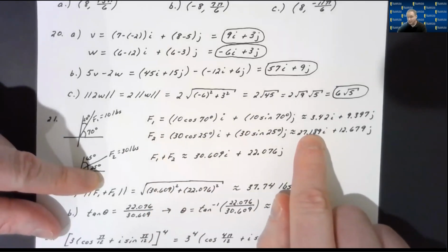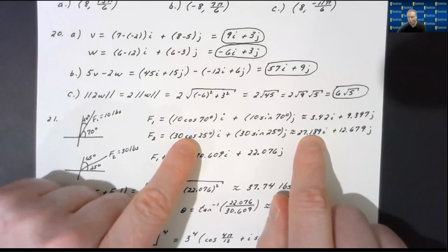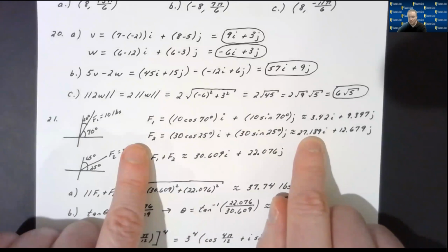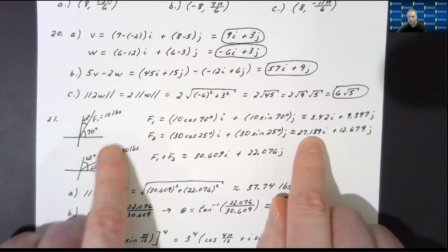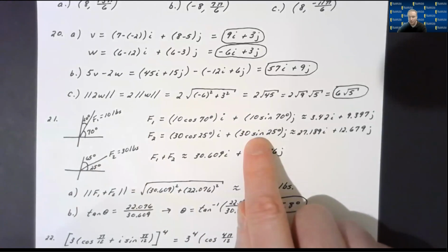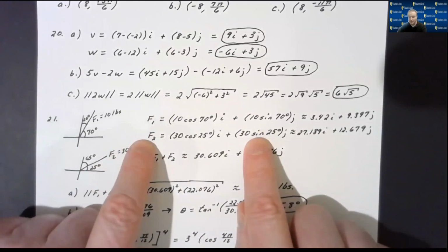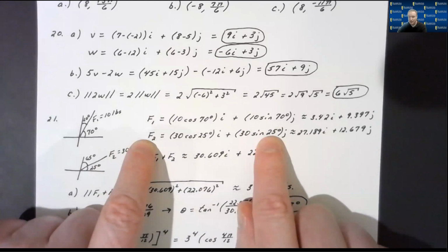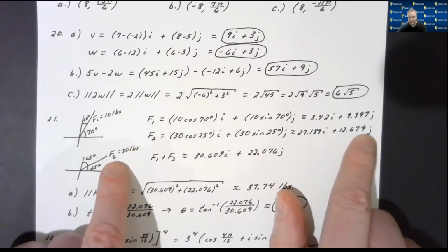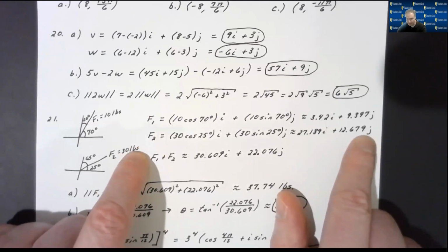And I would round to 3 decimal places within the problem. I had 27.189. Now, it should make sense that you're getting much more horizontal pull on this one than vertical because it's pulling to the right more than it's pulling up. The vertical force, thanks to F2, is going to be 30 sine of 25, and that gave me 12.697 out of that component force of 30 pounds.